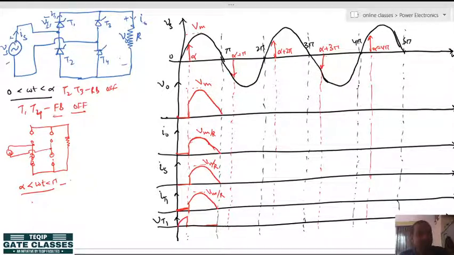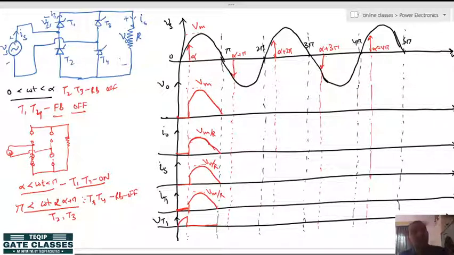So here you can see that now the T1 and T4 are on. And now from pi to alpha plus pi, what you are observing here is that the thyristors T1 and T4 are reverse biased and thus off, no problem with that. And when you see T2 and T3, with the same concept, most positive will be turned on in the positive group and most negative will turn on in the negative group.